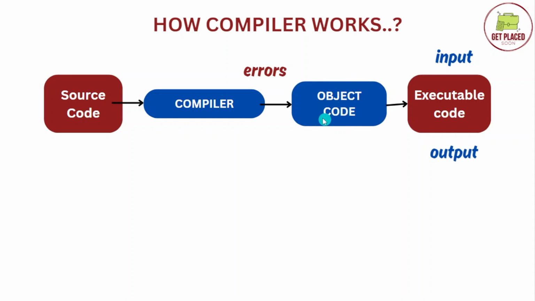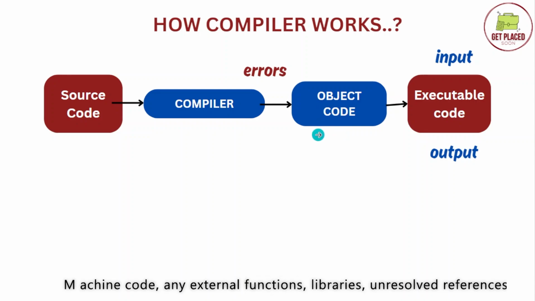These object codes are nothing but the code which has the translated machine code, from source code to translated machine code. So object codes are multiple files. The object code contains this machine code, any external functions, or any libraries, or any unresolved references. All these things will be present in the object code.